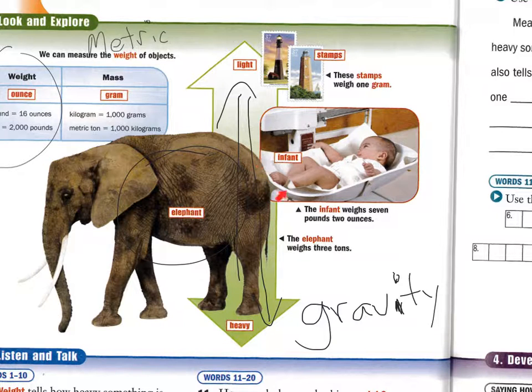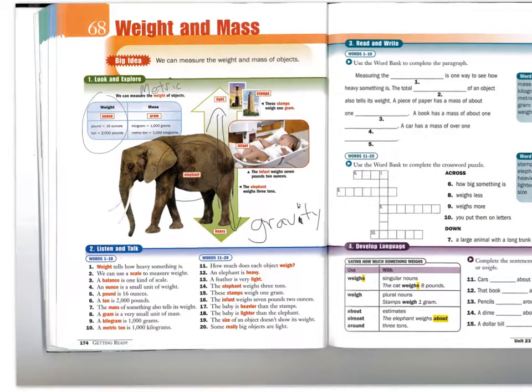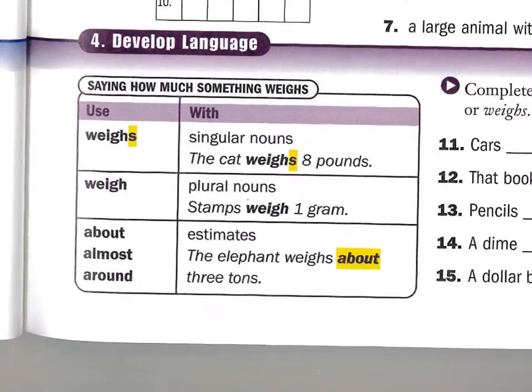Infant, a baby. The infant weighs 7 pounds, 2 ounces. And this is very light, a stamp. These stamps weigh 1 gram. Just 1 little gram. So going from light to heavy. How much does it weigh? And let's look at the language.